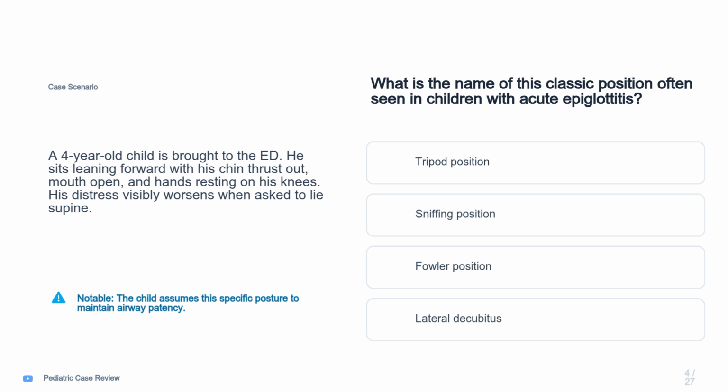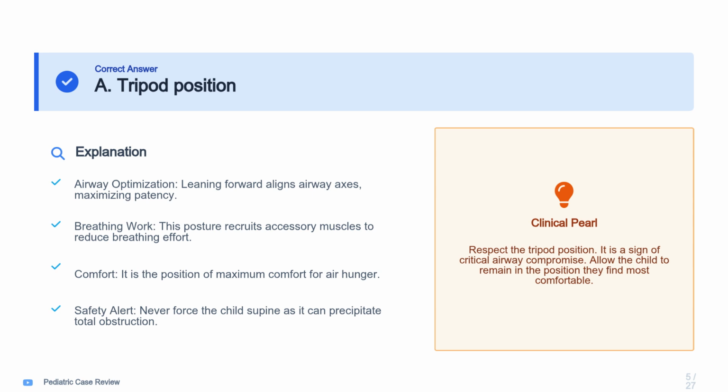Option A, tripod position. Option B, sniffing position. Option C, Fowler position. Option D, lateral decubitus position. Consider why the child prefers this specific posture. The correct answer is A, tripod position.